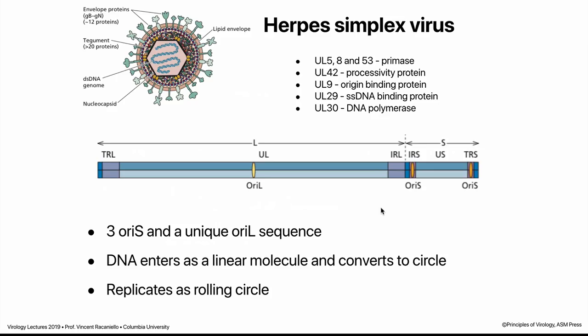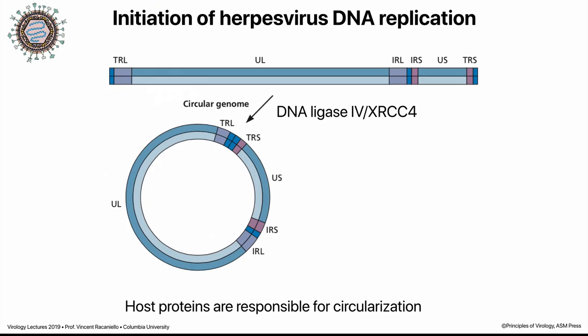DNA comes into the nucleus as a double-stranded linear molecule. There is a cell ligase called XRCC4 that makes a circle out of this. It just takes the two ends and covalently links them. So now we have a double-stranded circular DNA genome. And this happens again in the nucleus, and again, it's host proteins that carry out this circularization.